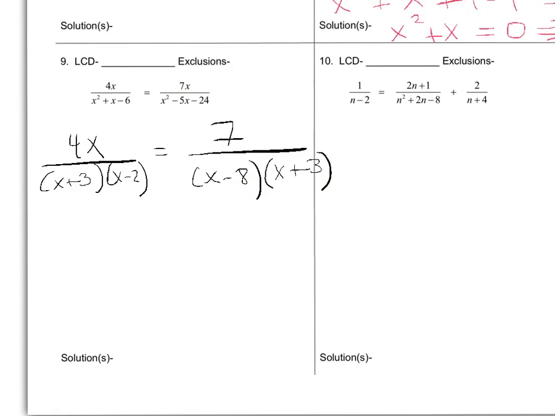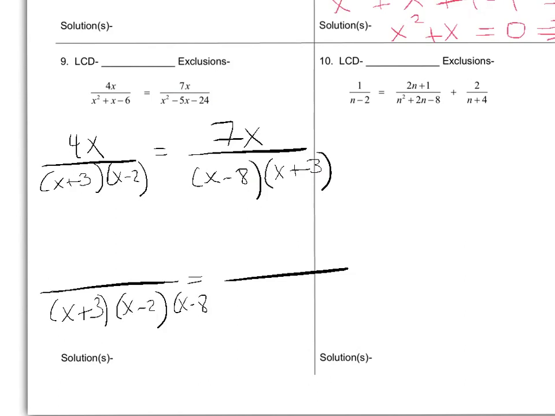So copy the 7x. Now, a common denominator would be something that has all of that. So you'll take x plus 3, x minus 2, and x minus 8. Again, the other one would be x minus 8, x plus 3, and x minus 2. It doesn't matter, it's the same thing even if they are not in order. Now multiply by what's missing. What's missing is x minus 8, so you multiply the top by x minus 8.